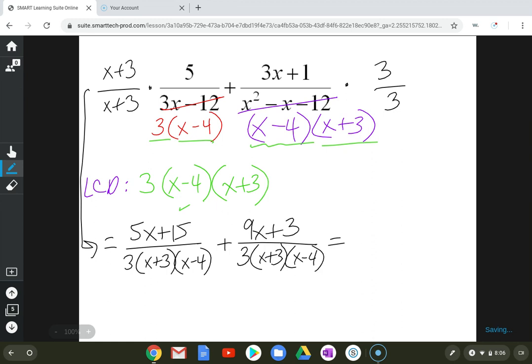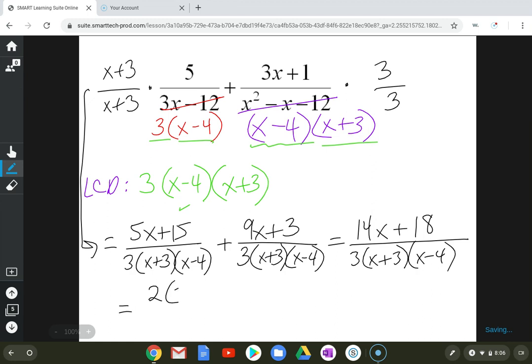So if I combine like terms, 5x plus 9x is 14x. 15 plus 3 is 18. On the bottom, I have 3 times x plus 3 times x minus 4. The only possible factoring I can do on top is I can pull a 2 out. And there is absolutely nothing that cancels. There are no common factors. So this is our answer.